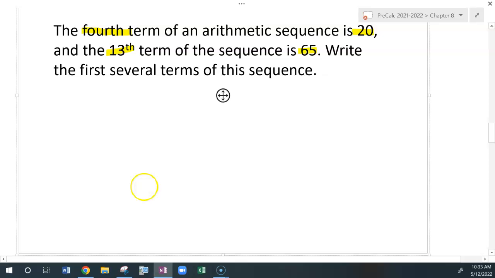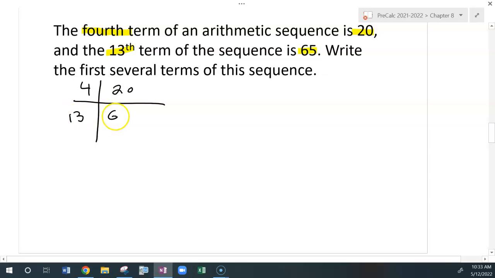So I know that the fourth term is 20, and the 13th term is 65. So I've got 2 points. Slope is going to be y2 minus y1, or 65 minus 20, over x2 minus x1, 13 minus 4. So I get 45 over 9. That reduces to 5. That's my common difference.